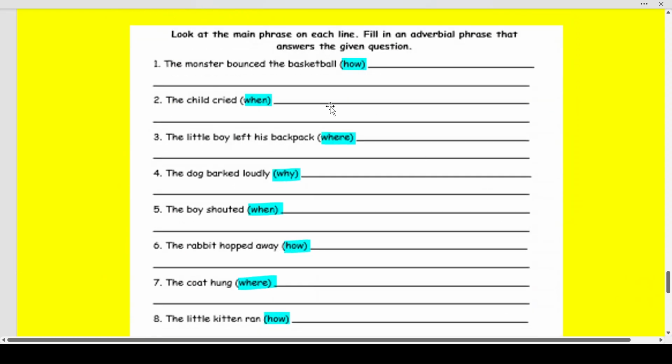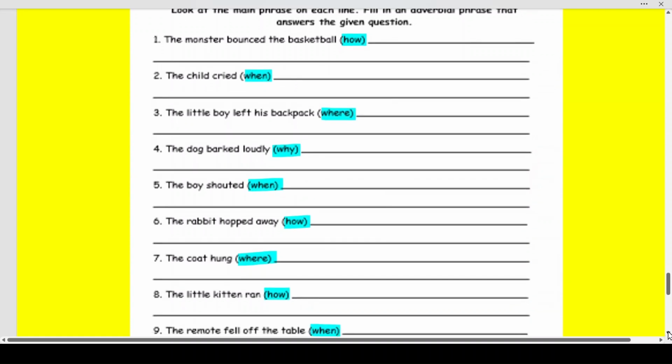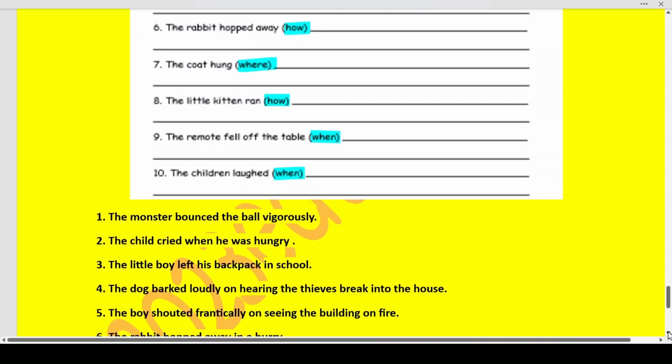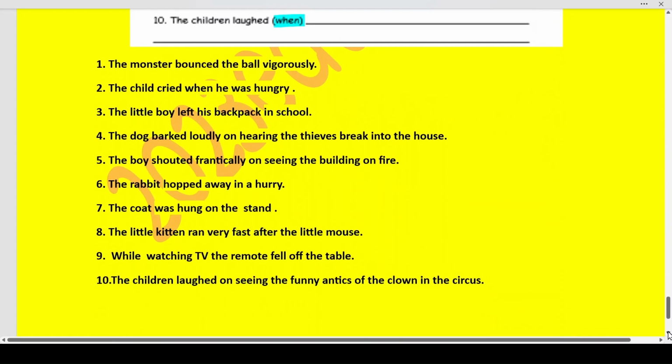Now in the next worksheet, look at the main phrase on each line. Fill in an adverbial phrase that answers the given question. The monster bounced the basketball. How? The child cried. When? The little boy left his backpack. Where? So using these highlighted questioning words, you need to find some adverbial phrases. I have written down some answers. You can write your own answers, students. How did the monster bounce the ball? The monster bounced the ball vigorously. When did the child cry? The child cried when he was hungry. Okay, so this is how you will need to add your adverbial phrases.